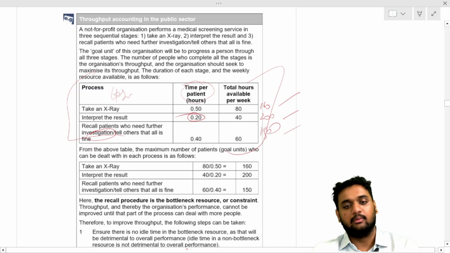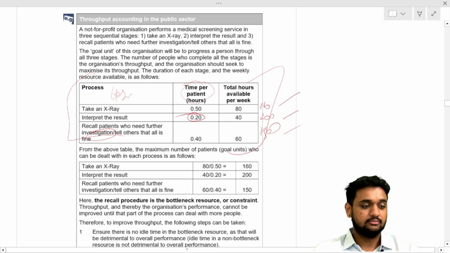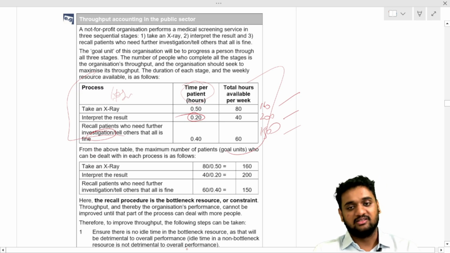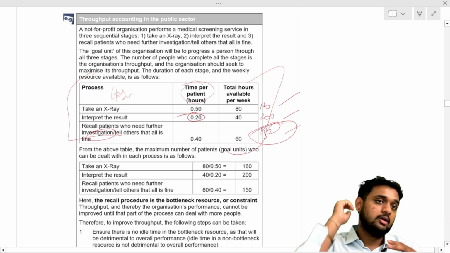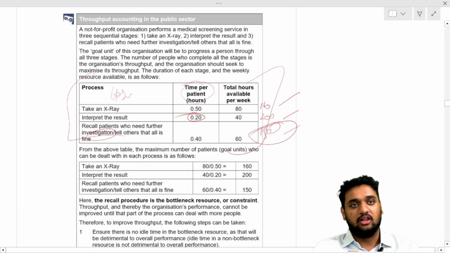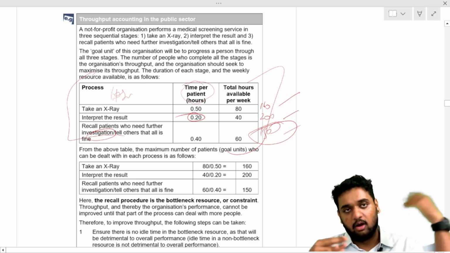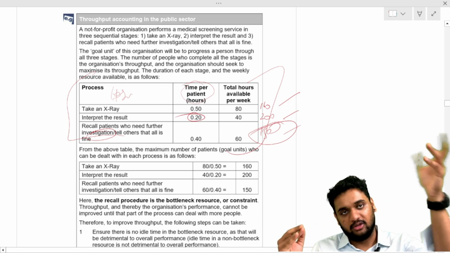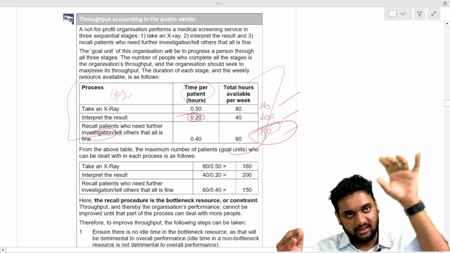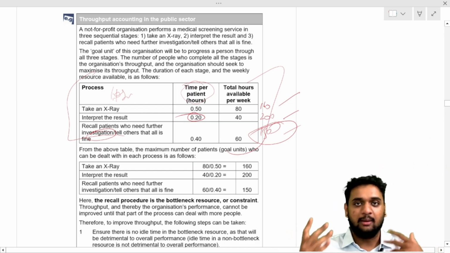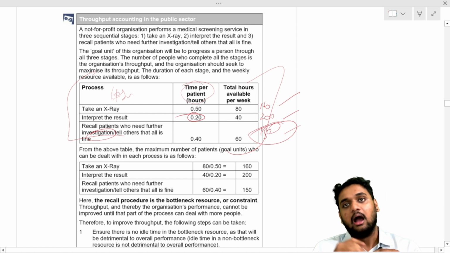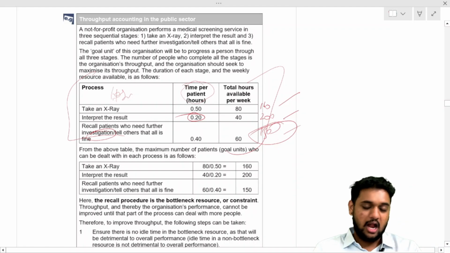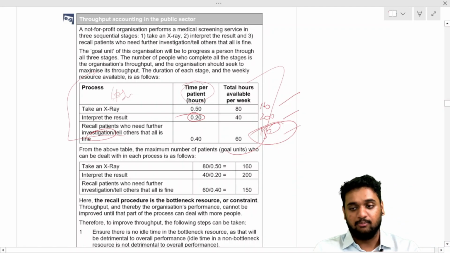What is the constraint or bottleneck here? Recalling the patients is a constraint here. So we have to take more efforts to improve that process or put more labor in that process to recall the patients. Once we do that, we'll get another bottleneck. Again, if we make efforts to improve that bottleneck, we'll get another bottleneck. We keep doing this process until what time? Until we reach our maximum demand. Until we're able to cater to our maximum demand, we'll keep going on with this process.